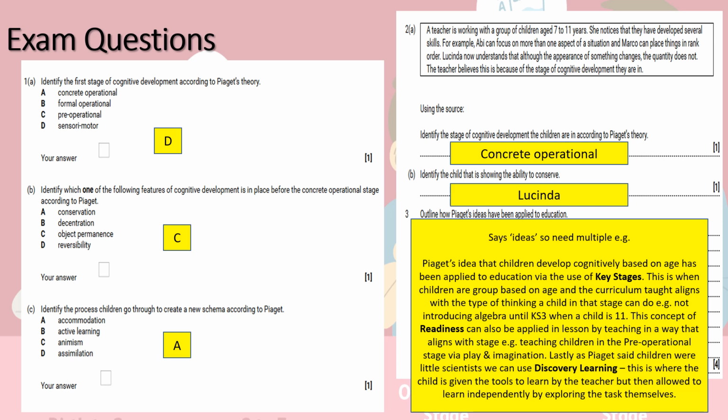So Piaget's idea that children develop cognitively based on age has been applied to education via the use of key stages. This is when children are grouped based on age and the curriculum taught aligns with the type of thinking a child in that stage can do, e.g. not introducing algebra until key stage 3 when the child's 11. This concept of readiness can also be applied in lessons by teaching in a way that aligns with the child's stage, like teaching children in the pre-operational stage via play and imagination. Lastly, Piaget said that we can use discovery learning or active learning. This is where the child is given the tools to learn by the teacher, but allowed to learn independently by exploring the tasks themselves.